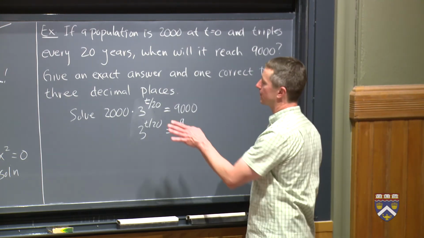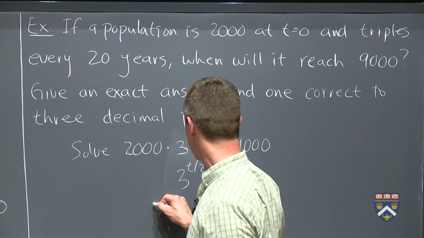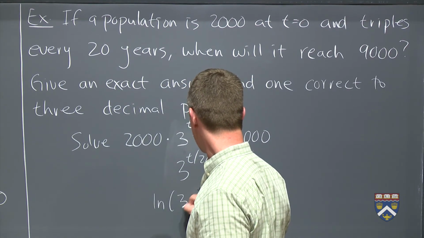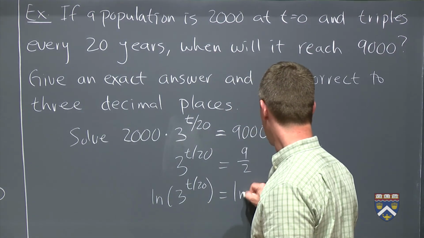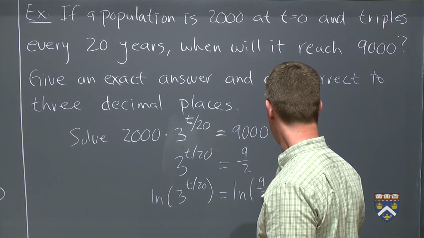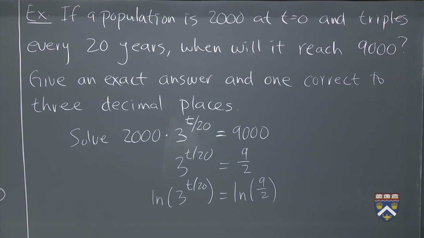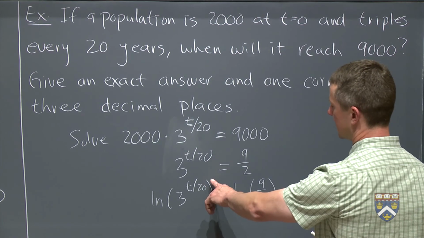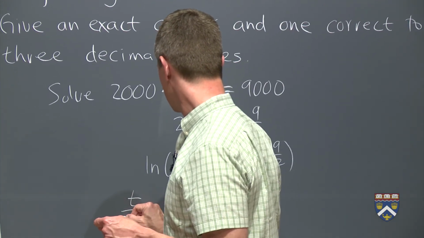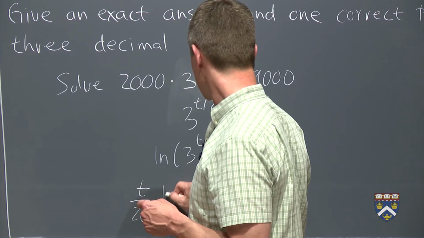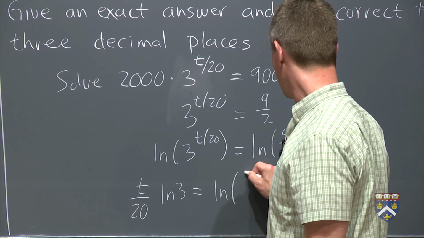And now this is the sort of equation that we started off with in part A. We want to take the log of each side. So the ln of 3 to the t over 20 is the ln of 9 halves. Got to do the same thing to each side of the equation. We have our nice exponent rule, rule number 3, that lets us bring that exponent out front. t over 20 ln 3 equals ln of 9 halves.